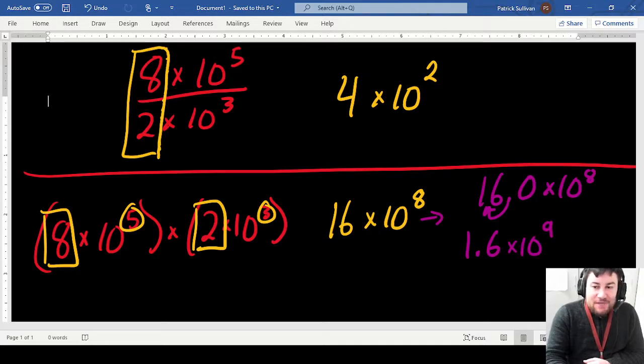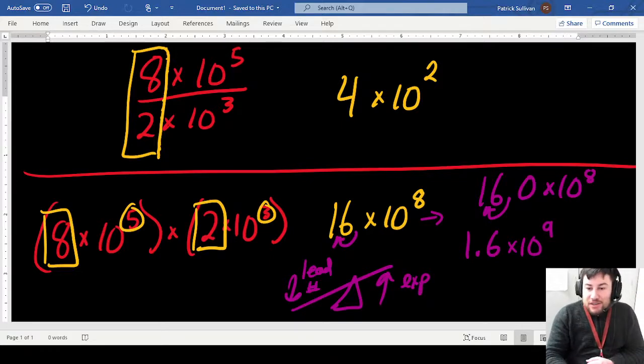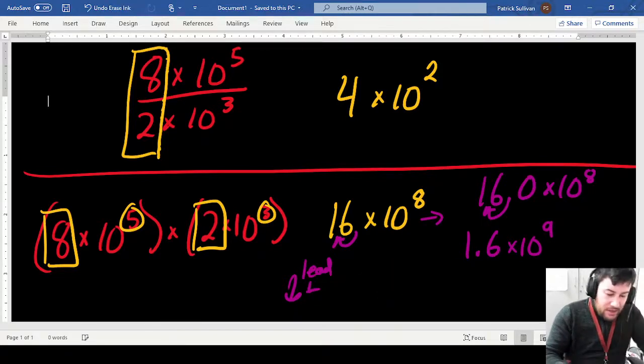So again, I originally had 16 times 10 to the eighth, but my lead value of 16 is greater than 10. I can't have that. So I needed to change it so that my lead value is less than 10, greater than or equal to 1. So I moved my decimal place to the left, and if I'm decreasing my lead number, then my exponent value needs to increase by the same quantity in essence. All right, so let's try another one together.